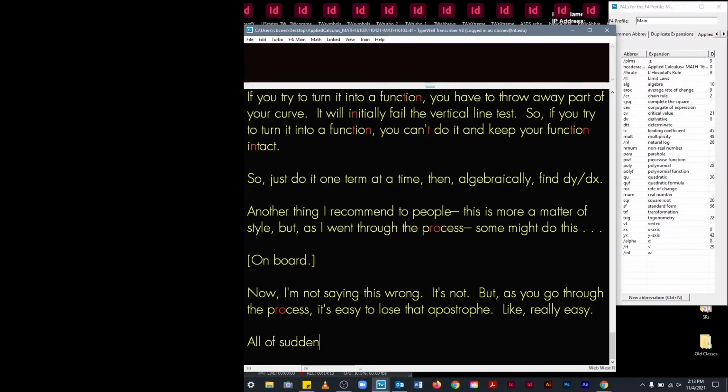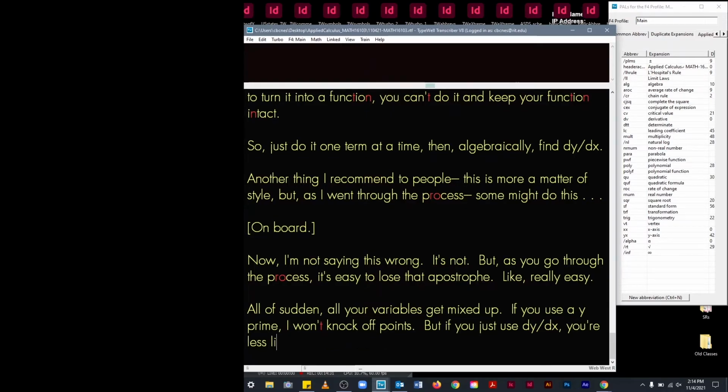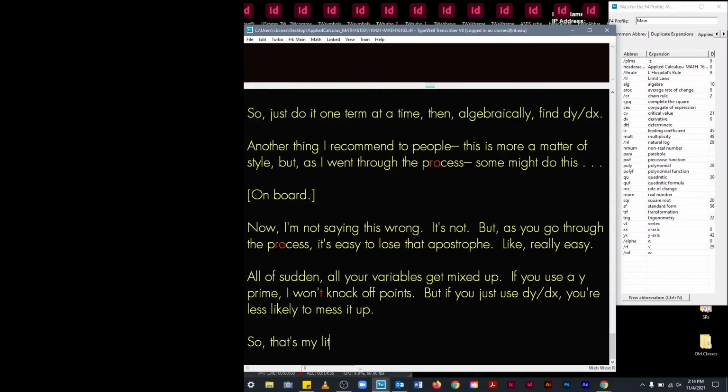If you use a y prime, I'm not going to knock off points. But if you use dy over dx, that's a lot less likely to happen. Just saying. Okay? You're a lot less likely to flub it up. So, my little recommendation. So, let's give you a few examples and let you play.